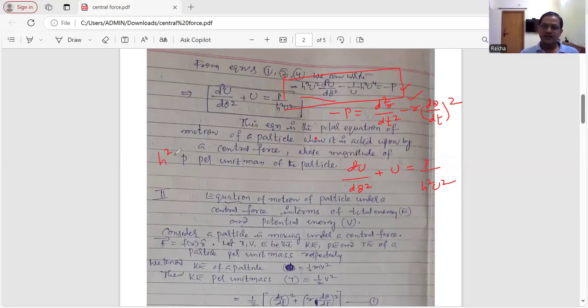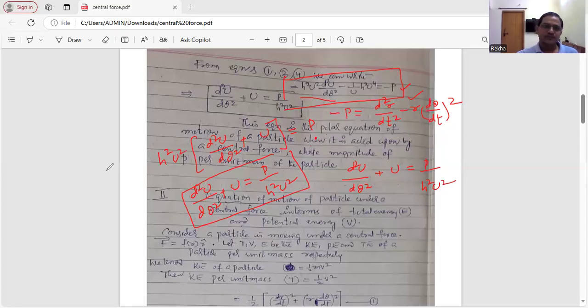So there we are taking h square by u square common, then d square u by d theta square. Okay, then by taking h square u square common, there u square, so u is equal to p. Next step, d square u by d theta square plus u is equal to p by h square u square. This is the required expression. This equation represents the equation of motion of the particle moving under the central force.